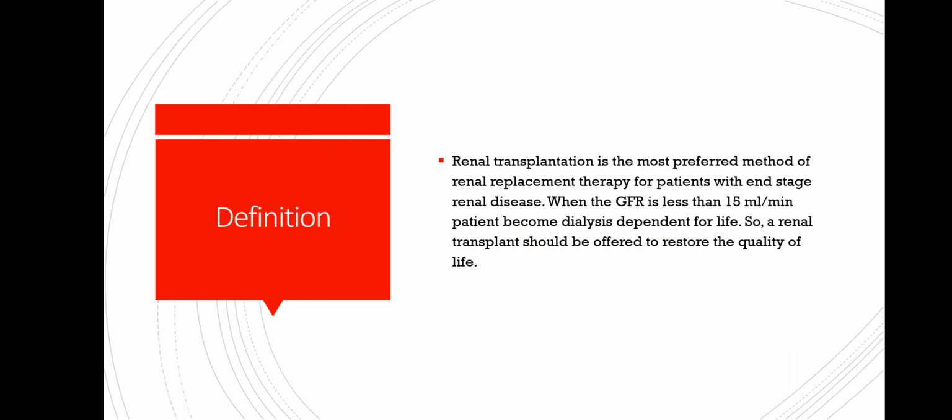First, the definition of renal transplantation. Renal transplantation is the most preferred method of renal replacement therapy for patients with end-stage renal disease when the GFR, which means glomerular filtration rate, is less than 50 ml per minute. The patient becomes dialysis dependent for life, so renal transplant should be offered to restore the quality of life.